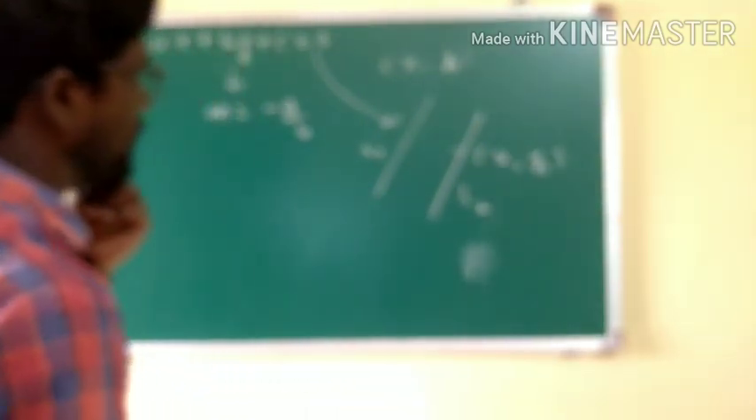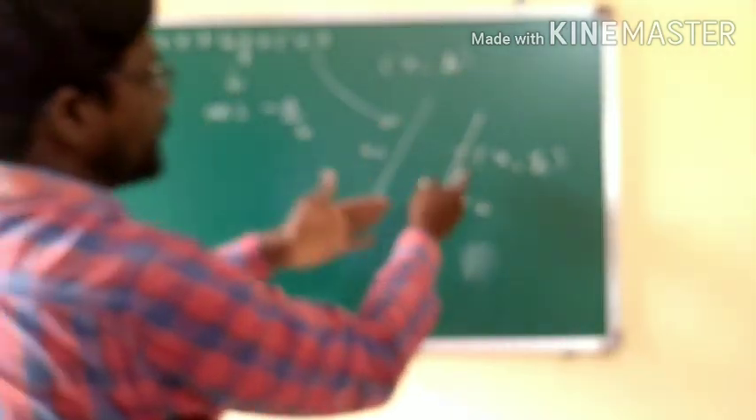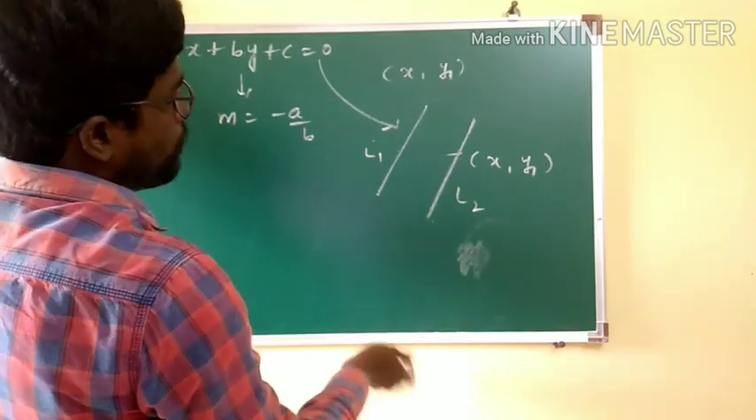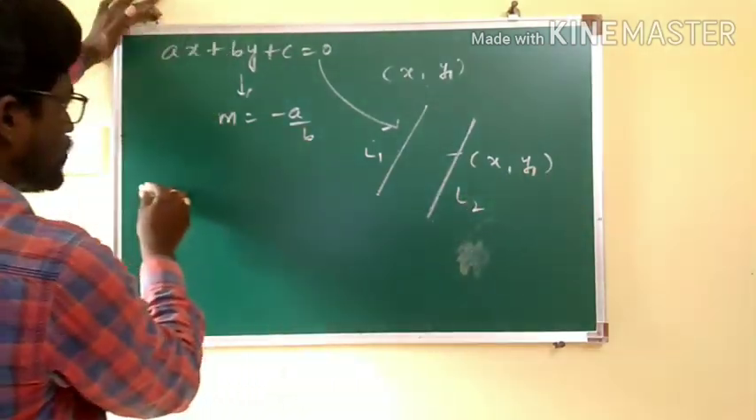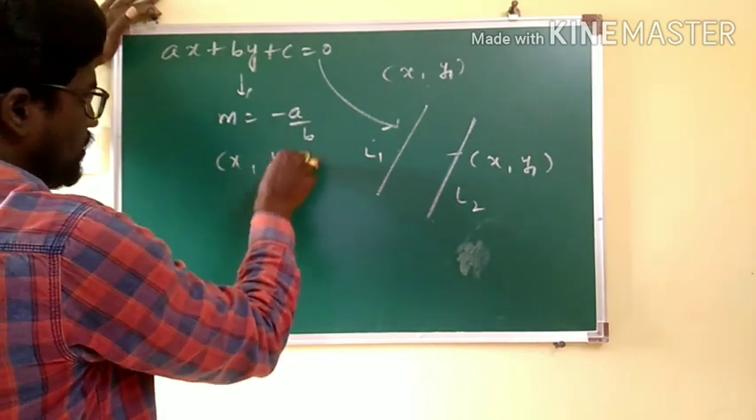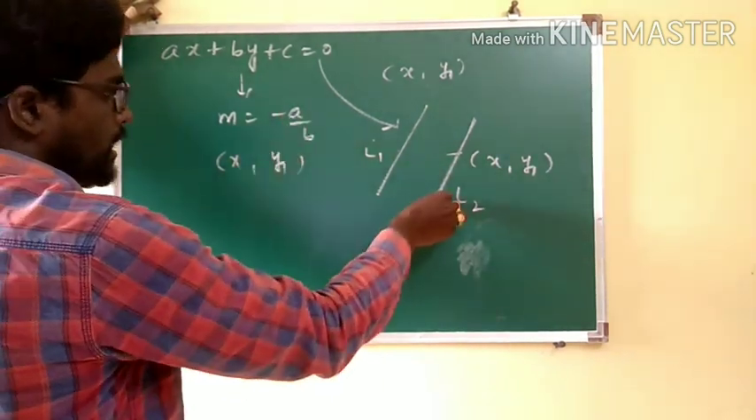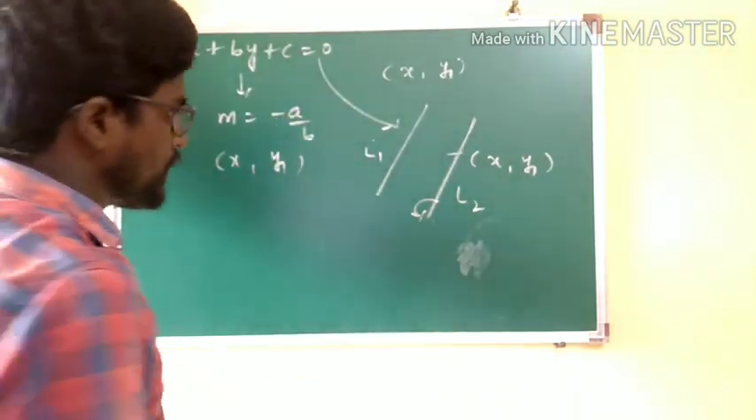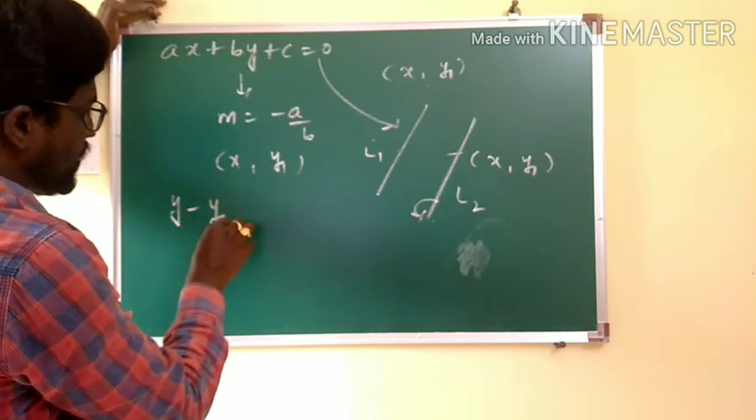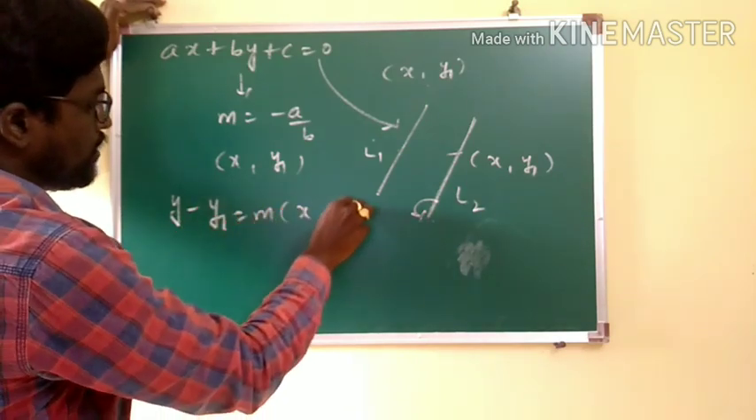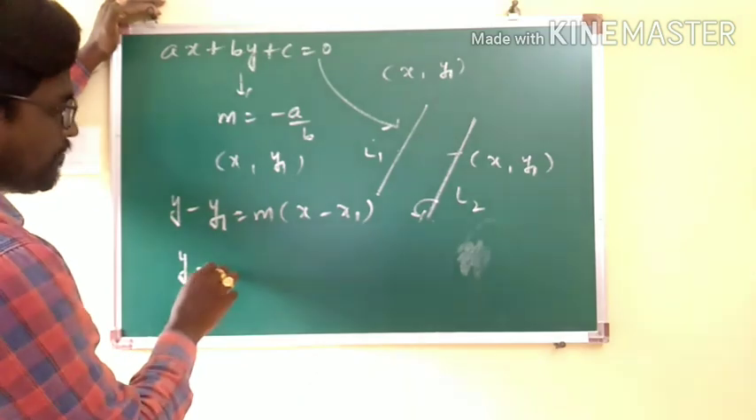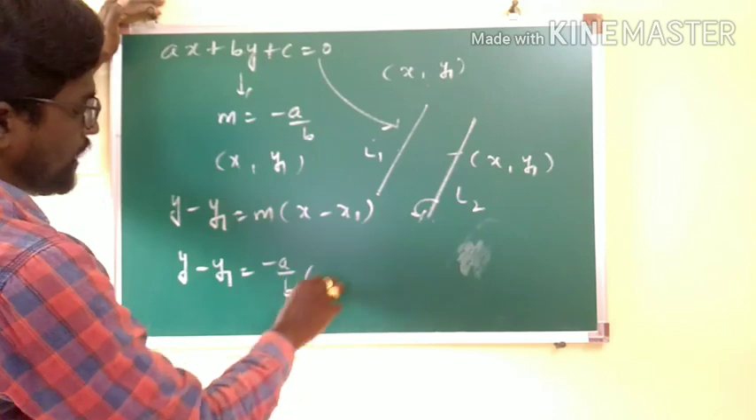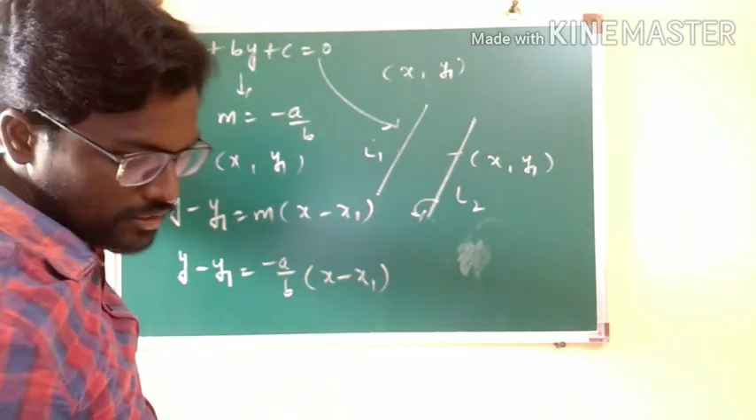Then what shall we do? First we take the slope of line 1, and this line also will have the same slope. Since this line has the same slope and passes through the point x1 y1, we use the point and slope form. What is the point and slope form of the line? y minus y1 is equal to m into x minus x1. Therefore, y minus y1 is equal to m into, what is m? Minus a by b into x minus x1.